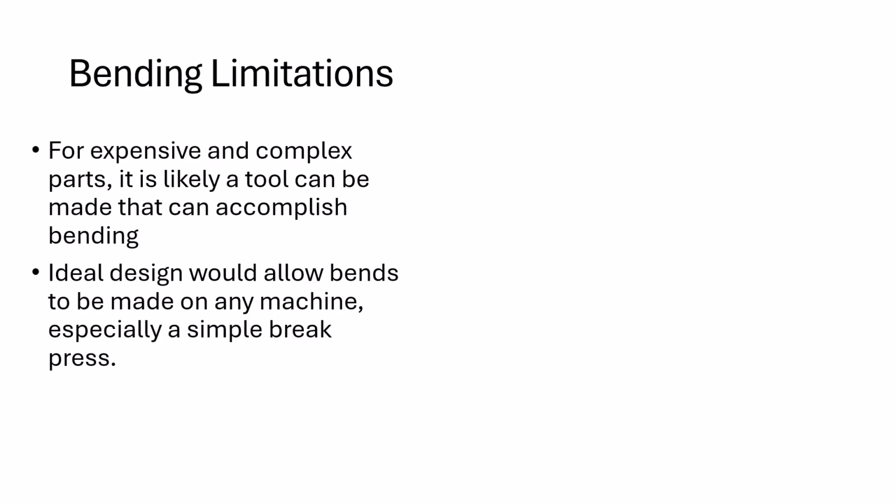So we'll quickly look at bending limitations. As I mentioned previously, could those double bends be made on a single bend, just bending it twice, on a brake press? Sure. But for complex and expensive parts, it's likely a tool can be made to accomplish the bending. So you almost certainly will be able to make a tool that can do it, but it's ideal to allow bends on any machine, especially simple brake presses.